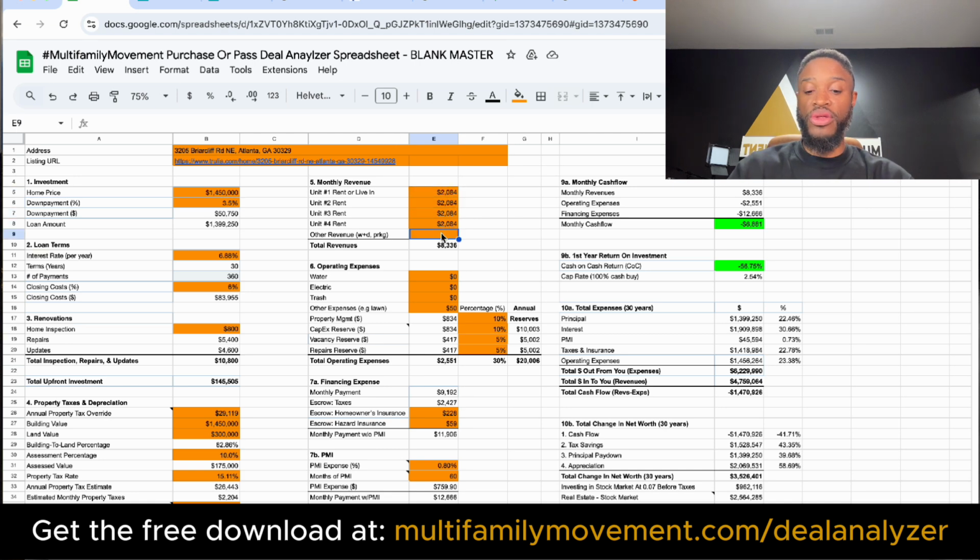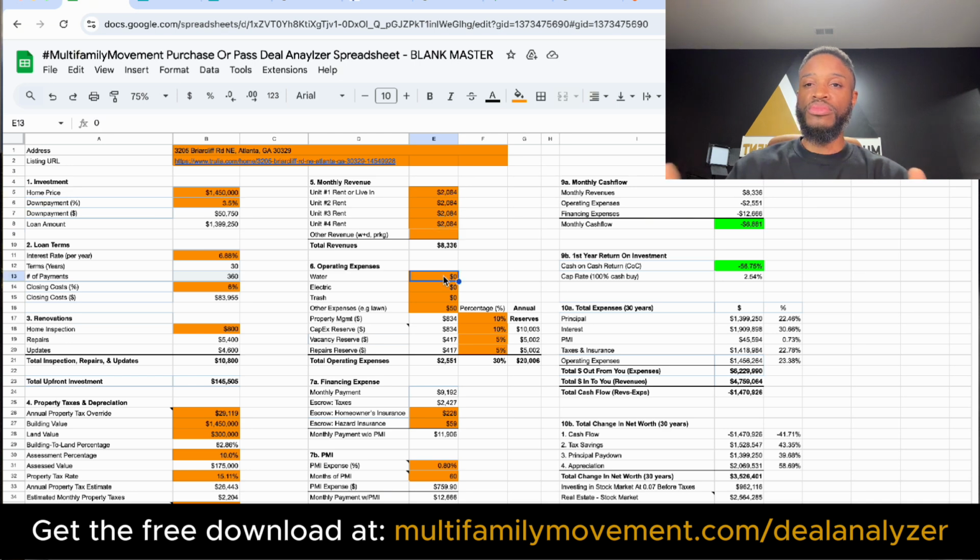Now, there also may be other revenue. You may have a washer and dryer that you get revenue from. You may charge for parking. There are other ways to create revenue from a property, and that is there, but right now we're going to leave this as 0.